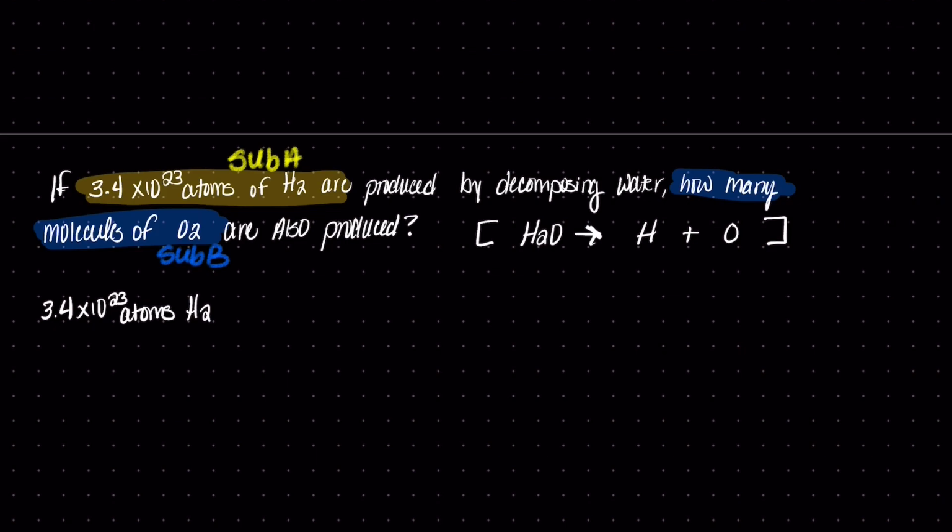Atoms of H2. All right, atoms of H2 need to be in 1 mole of H2, so that would be divided by 6.02 times 10 to the 23rd for Avogadro's number. Now I'm in moles of A, so now I can start building that molar bridge. Trying to get that mole of H2 to cancel to move into moles of O2.